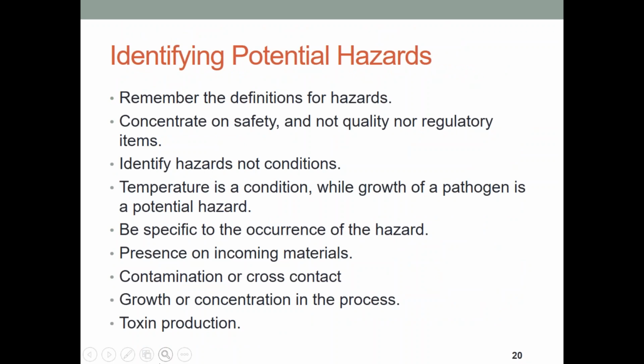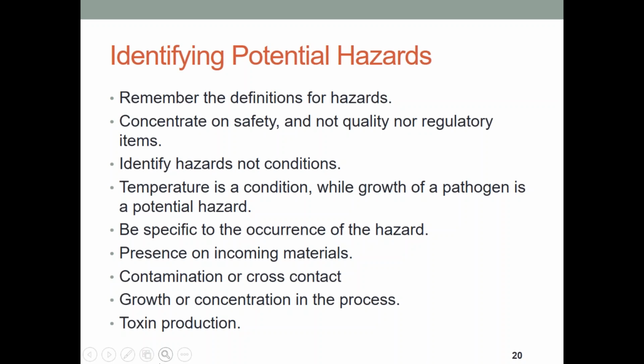And then when it comes to identifying the potential hazards, remember the definition for hazard itself. A hazard is something that's likely to cause illness or injury in a consumer. So deal with the hazard, not quality or regulatory items. Concentrate on safety. Identify the hazards, not conditions. Remember, we said that the growth of a pathogen is a hazard. The conditions may or may not give you enough information. Just because the temperature is high or low, that doesn't necessarily tell you what the hazard is going to be. So temperature is a condition, growth of a pathogen is a potential hazard.